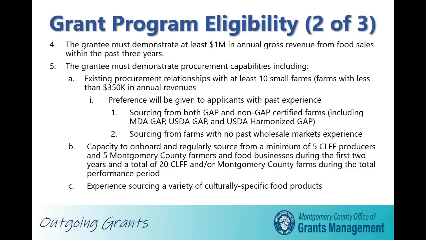And so I just want to make sure that everyone recognizes that there is some specific guidance in the NOFO related to the grantee meeting at least $1 million in gross annual revenue from food sales within the past 3 years. There are requirements and some specifics around the types of small farm relationships that are in place, ideally both from GAP and non-GAP certified farms, and outlining in phase 1 in that response what types of GAP certifications are in those existing relationships, and also the capacity to bring on new partners that are members of the Chesapeake Local Farm and Fish Certified Producer Program within the first 2 years, and ideally 20 over the total performance period.